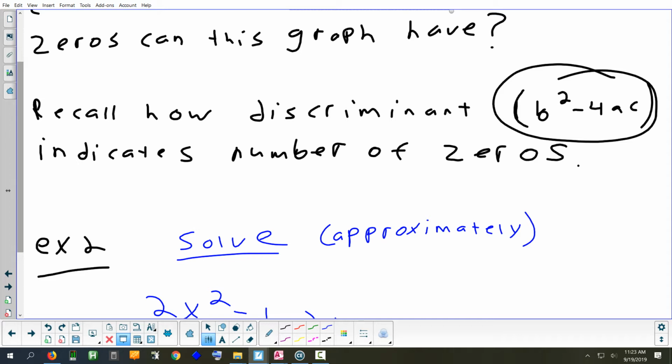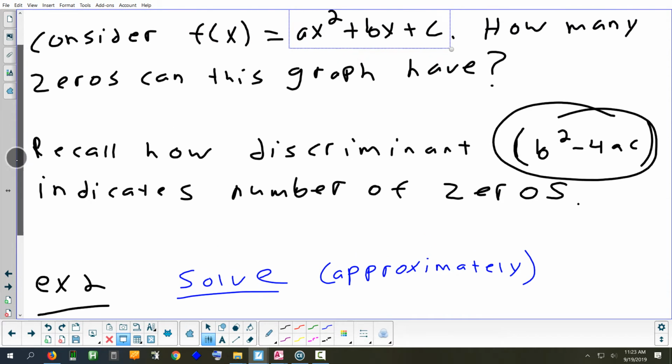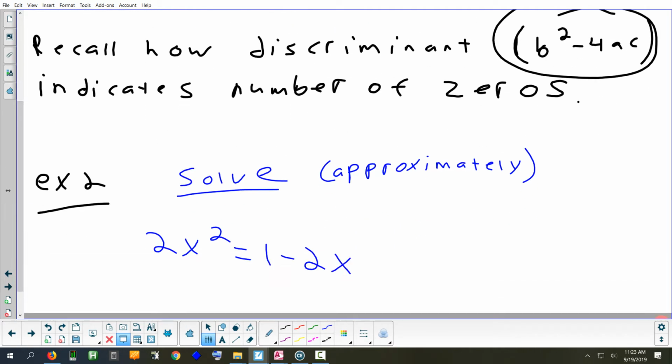So let's see if we can solve this one. 2x squared equals 1 minus 2x. Okay, I'm going to do this one with quadratic formula because we haven't practiced that in a little bit. And then if we want, we can do it with graphing after.